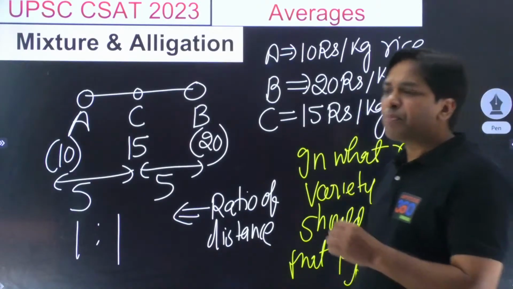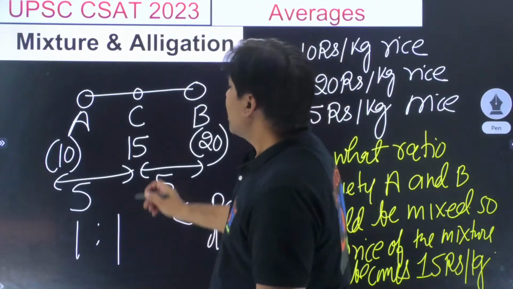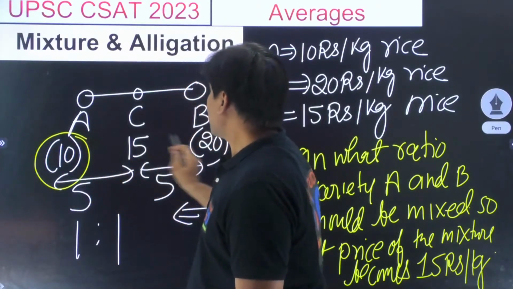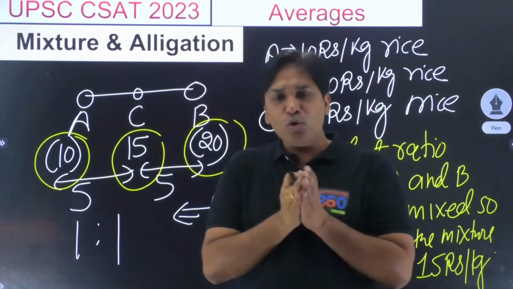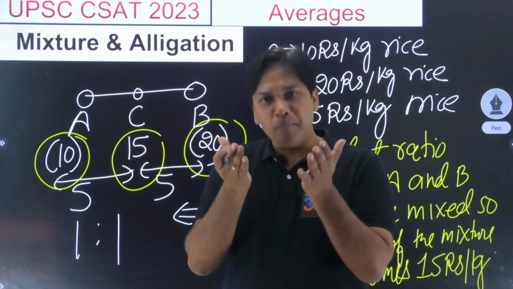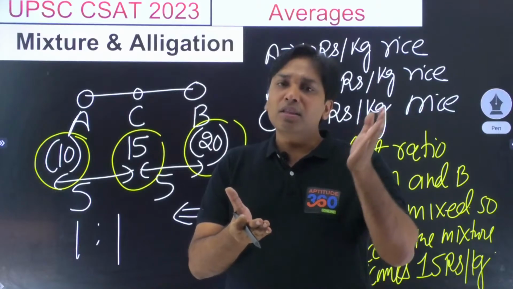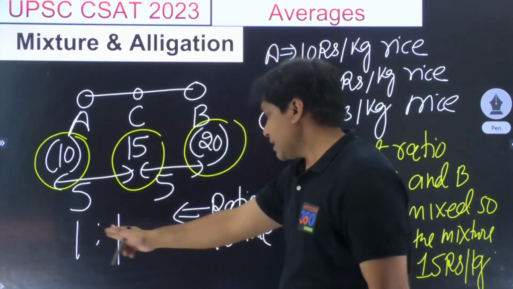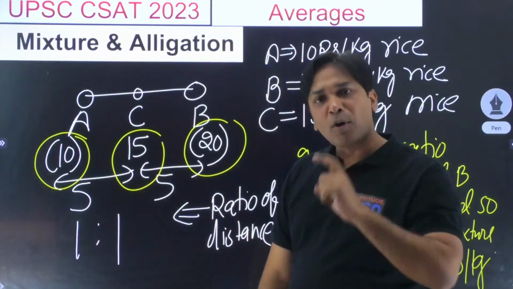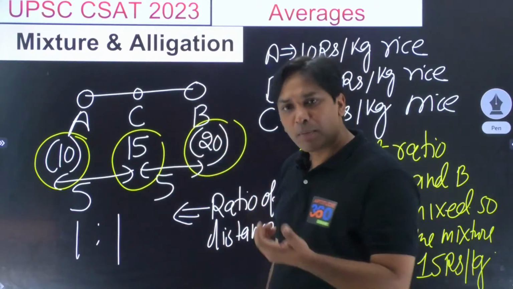Now it's pretty simple analysis. You have got a 10 rupees variety, you have got a 20 rupees variety, and your common sense will tell you that if you want to make a third variety, the mixture, then these two quantities should be mixed in equal proportion, isn't it? If you are mixing 1 kilogram of A, then you should be mixing 1 kilogram of B.